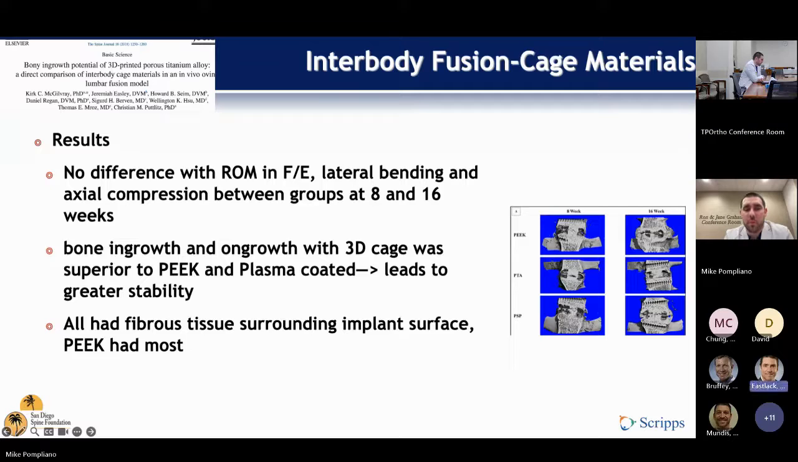So that changes the whole argument. And then it's not so simply PEEK versus titanium alloy. Now you have to be thinking about the structure and how it's shaped and how it behaves as a structure rather than the material properties within. And that's all very different. So it's a rapidly moving area.